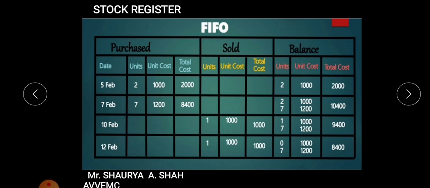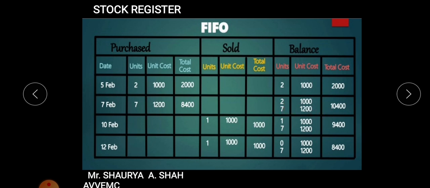Opening balance will always be written in the purchase column, that is your receipt column, at a price which they have given. Second, you need to again write down the purchases which you are doing at the same price. Then you need to calculate the balance. You need to keep separate the earlier one and the next one.